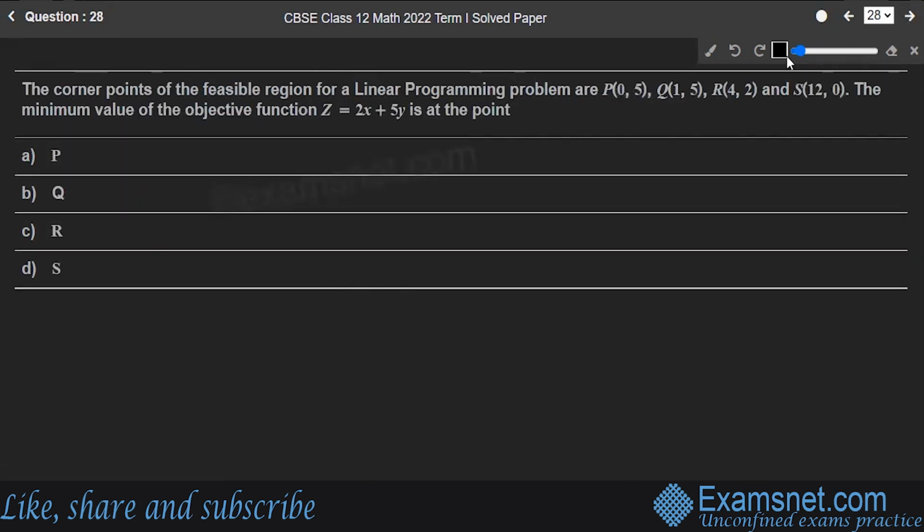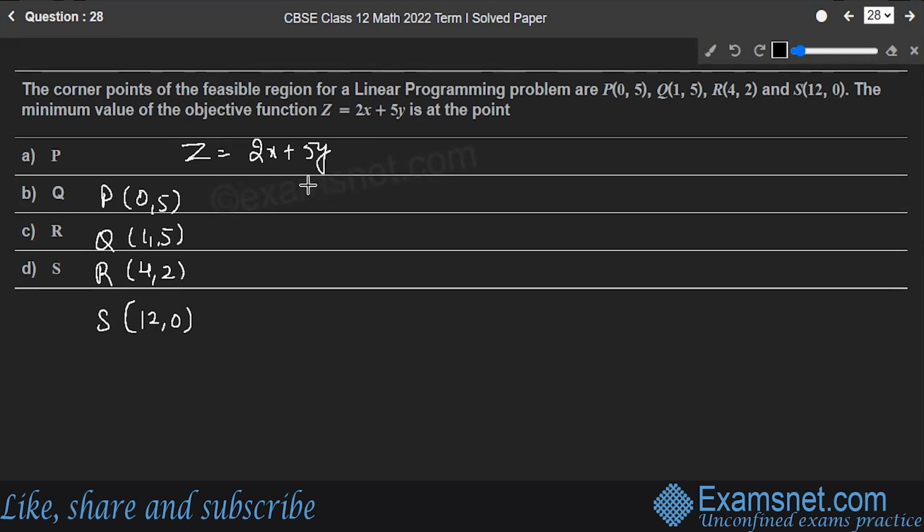The corner points of the feasible region of the linear programming problem are given. The minimum value of the objective function z equals 2x plus 5y is at which point? So this is actually a very easy question. You are given that z is equal to 2x plus 5y. You are given the 4 points: P(0, 5), Q(1, 5), R(4, 2), and S(12, 0). At these points, what will be the value of z?